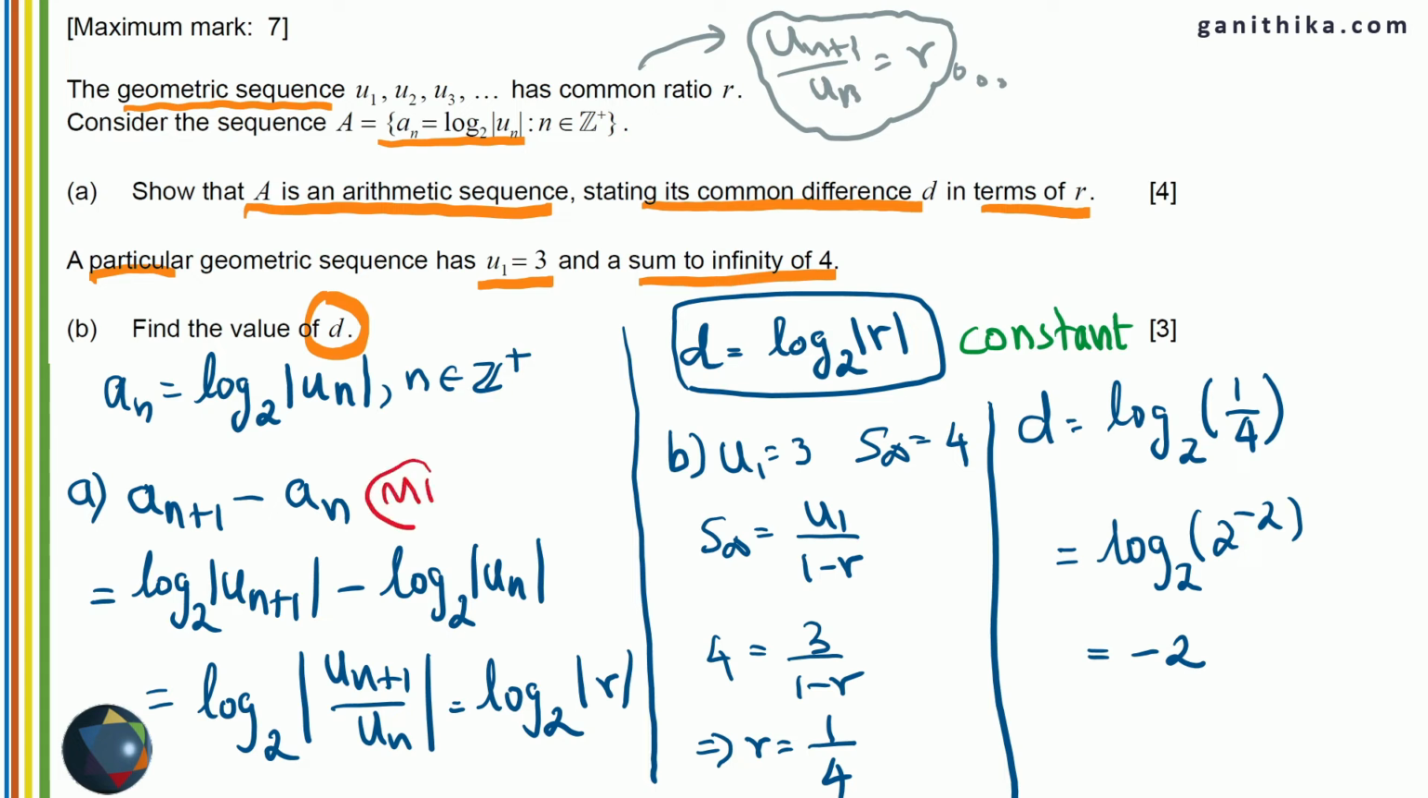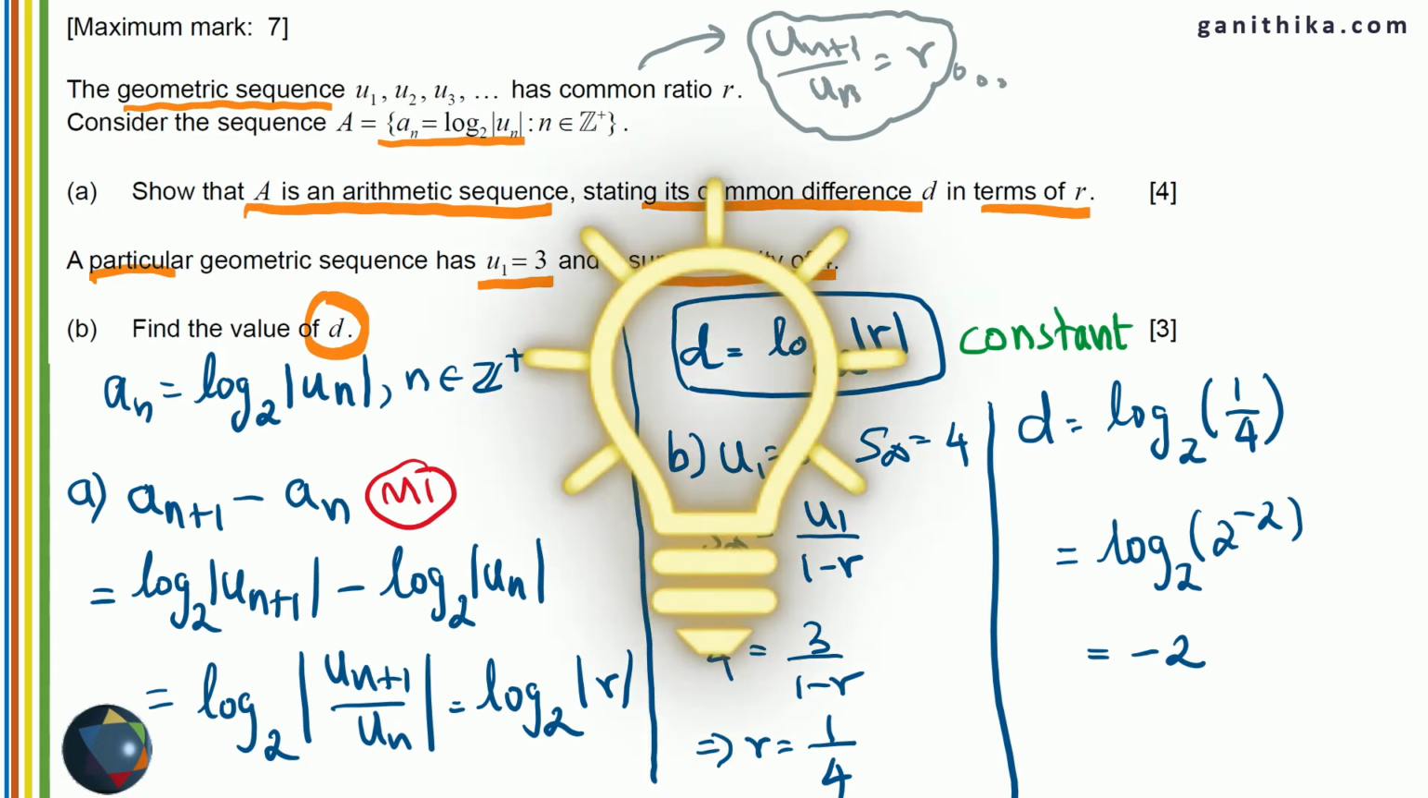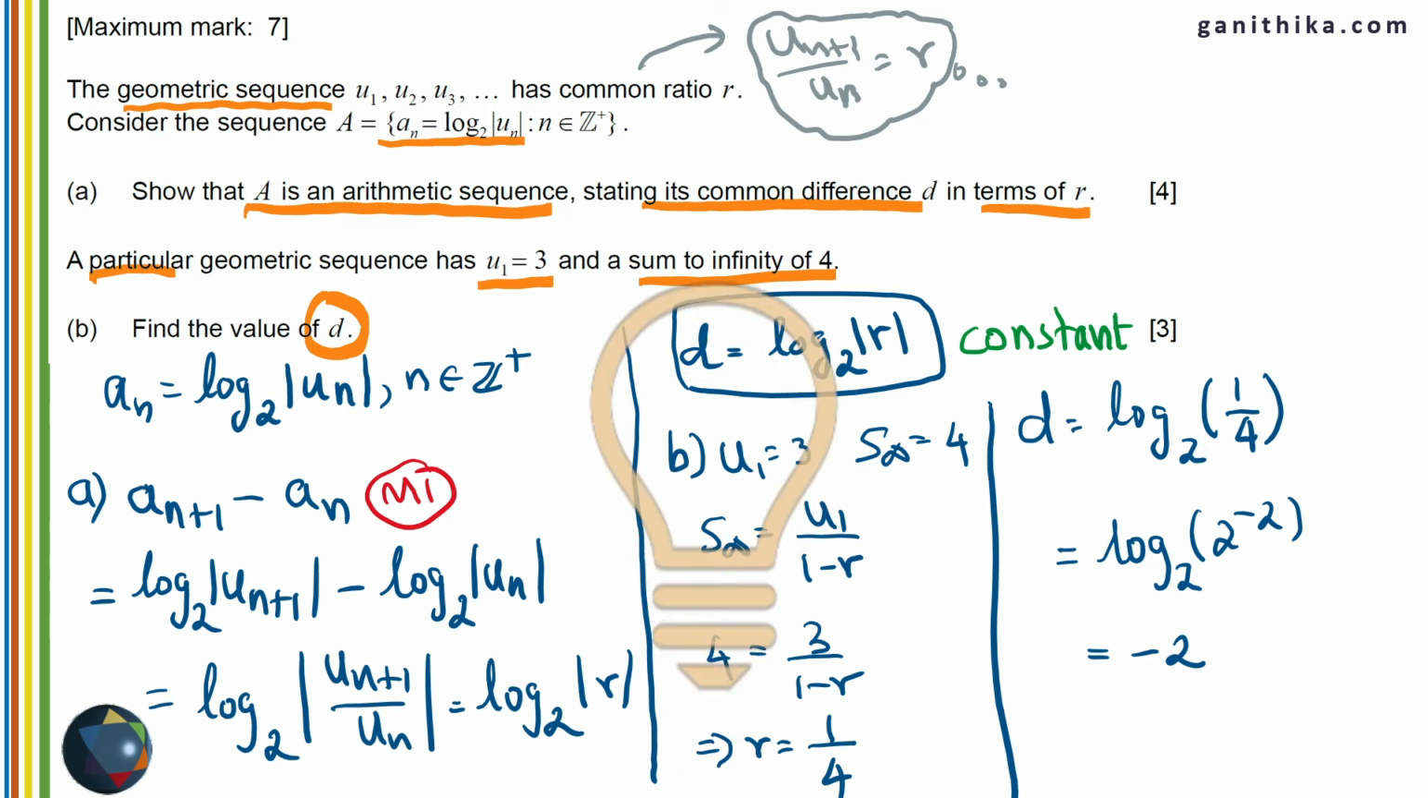The marking scheme: M1 mark for identifying that d is equal to u(n+1) minus u(n). Using that general formula, do not use particular values. You do not substitute u1, u2, u3 and use the values. The marks are given only for the general approach.